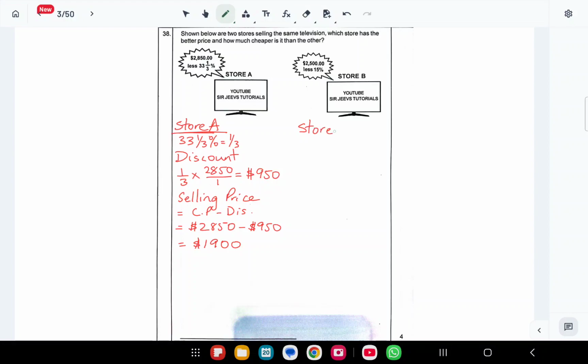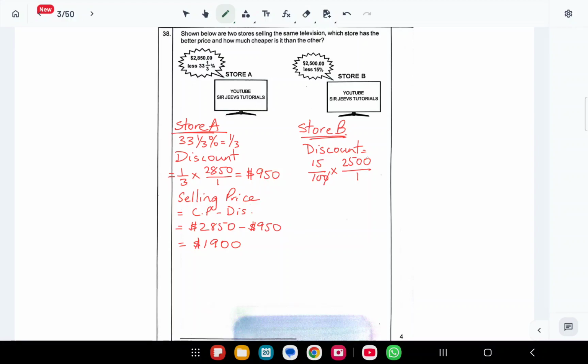Store B is also given a discount, 15% discount. So first we need to calculate how much is 15% discount in money terms. So that will be 15 percent out of 100. So you put 15 over 100 multiplied by the cost price, which is 2,500 over 1.